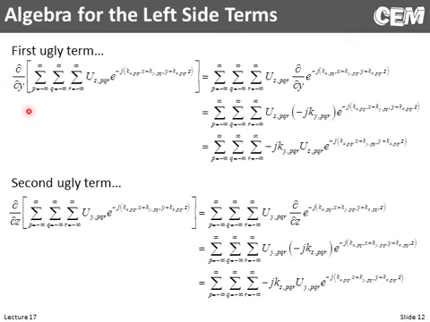Okay, the first ugly term. We are going to bring the derivative operator inside the summation. We can do that. This uz is constant. It's not a function of y, so it can come to the outside of that derivative operator. So the derivative operator is just operating on this exponential. And of course, when we take the derivative of this complex exponential, we get the complex exponential plus, in this case, a minus jky for the PQR harmonic.